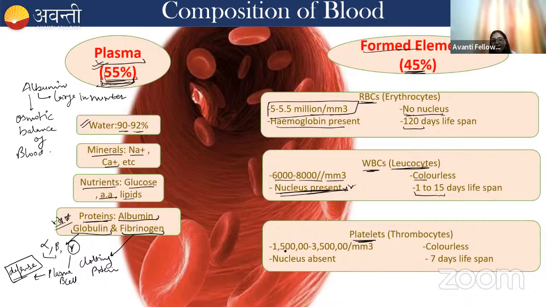Platelets, they are 1.5 to 3.5 lakh per mm³ in number. They are colorless. The nucleus is absent. So very important point, beta: the nucleus is also absent in platelets, and it is also absent in RBC. Their lifespan is 1 week. And these platelets are also known as thrombocytes, and they contain thromboplastin, which plays a very important role in blood clotting.